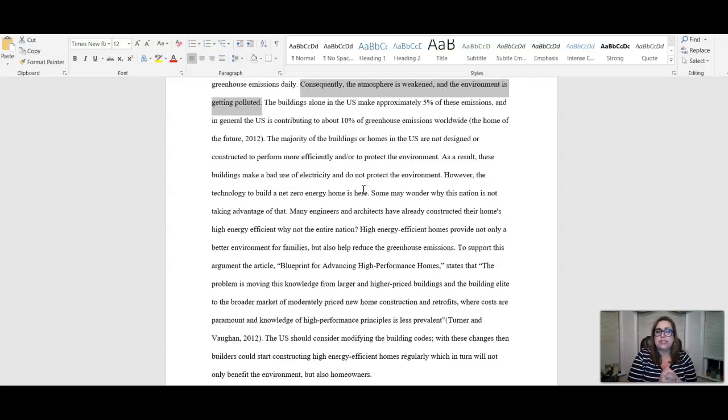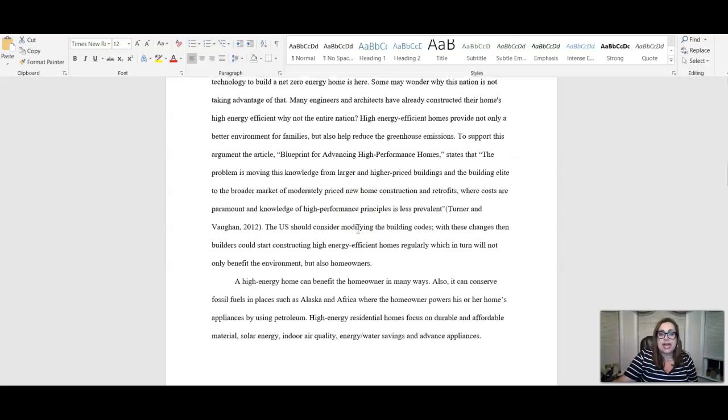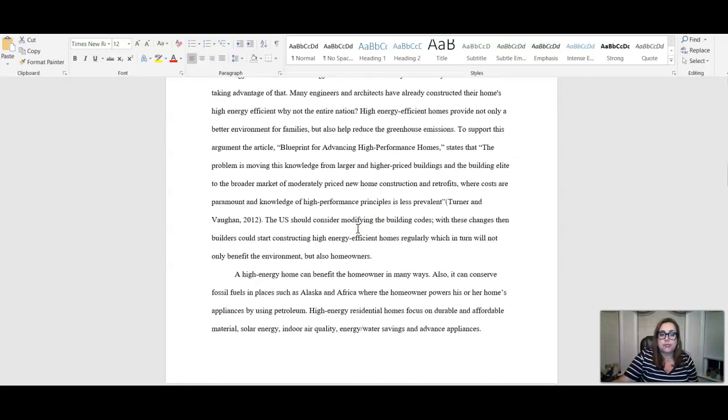So he was going to engineer homes, and he was interested in environmentally friendly construction. So he wanted to look at high energy and energy efficient homes. Anyway, I'm not going to read everything to you, but he chose to put some quotes and some statistics in his introduction, which is fine.